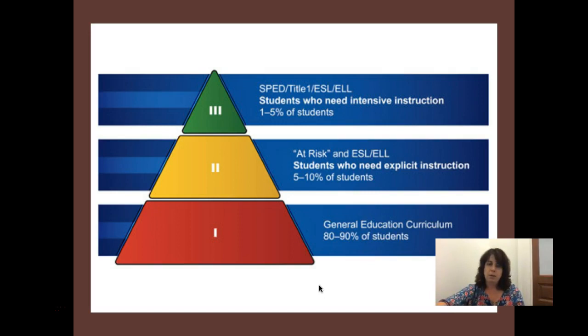So RTI or MTSS has different tiers. That first tier is the general education curriculum, and 80 to 90% of students are in that. You provide some supports to the student at that level.